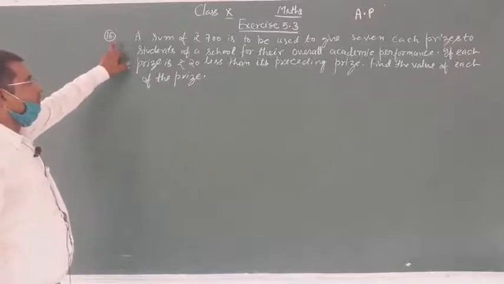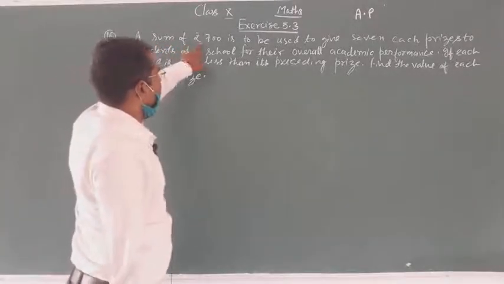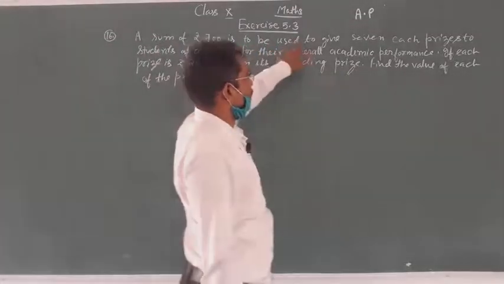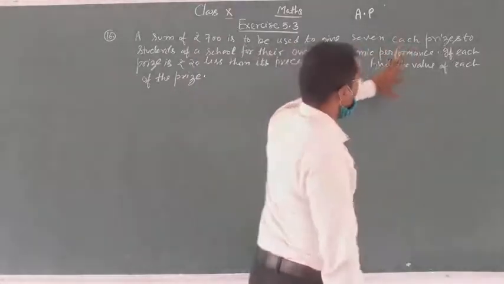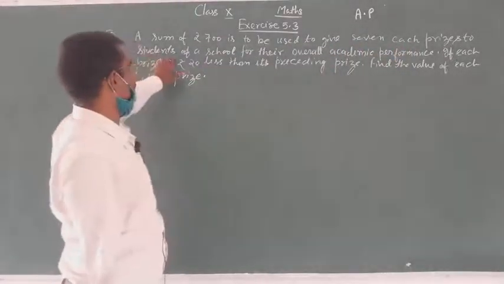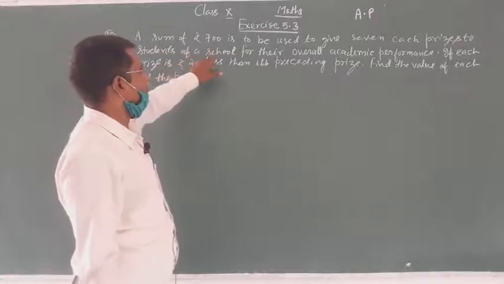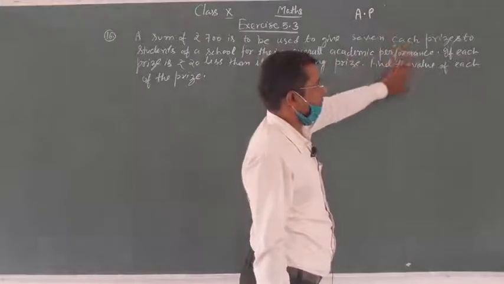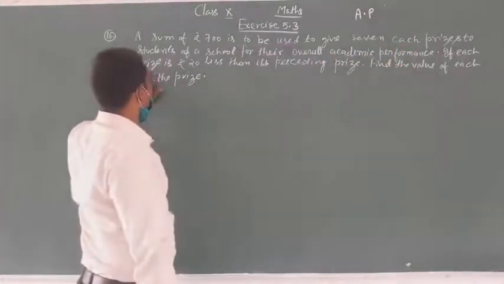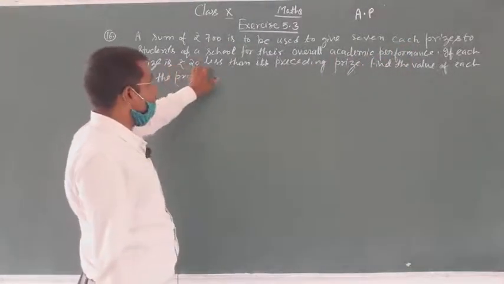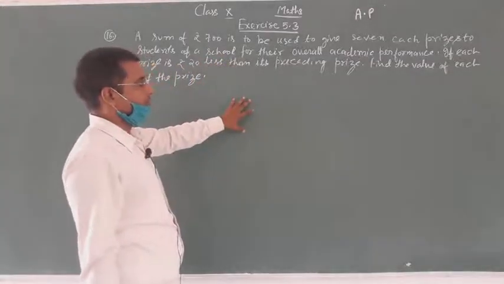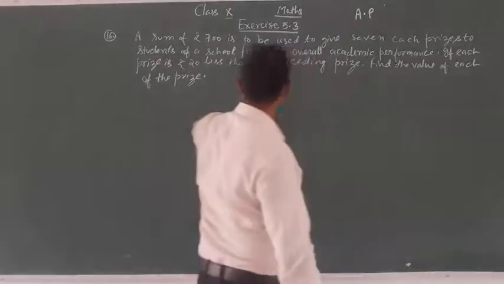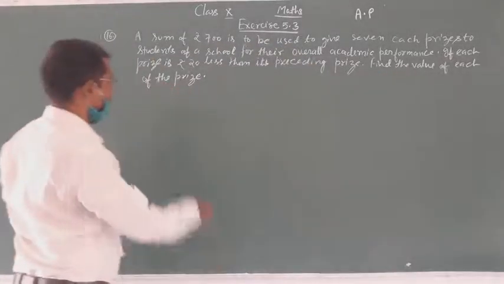Question number 16. A sum of 700 rupees is to be used to give 7 cash prizes to students of a school for their overall academic performance. If each prize is 20 less than its preceding prize, find the value of each prize. Now let us start.